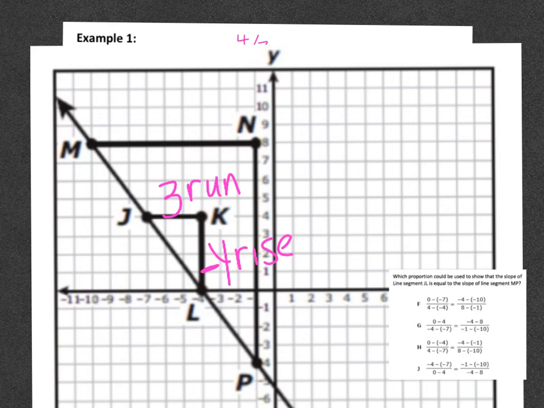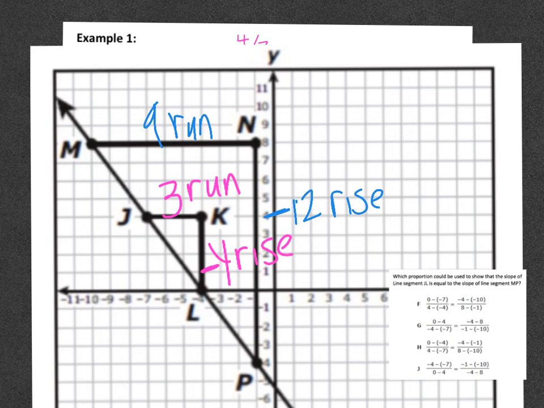The next triangle, MNP. I'm going to go from M to N. I need to count how many boxes this is. So 1, 2, 3, 4, 5, 6, 7, 8, 9. That distance is 9. And this is the run because it went sideways. Then I'm going to count how far I go down. 1, 2, 3, 4, 5, 6, 7, 8, 9, 10, 11, 12. Pretty sure that one was 12. 12 is my rise for the big triangle, and it was also negative because it was going down.